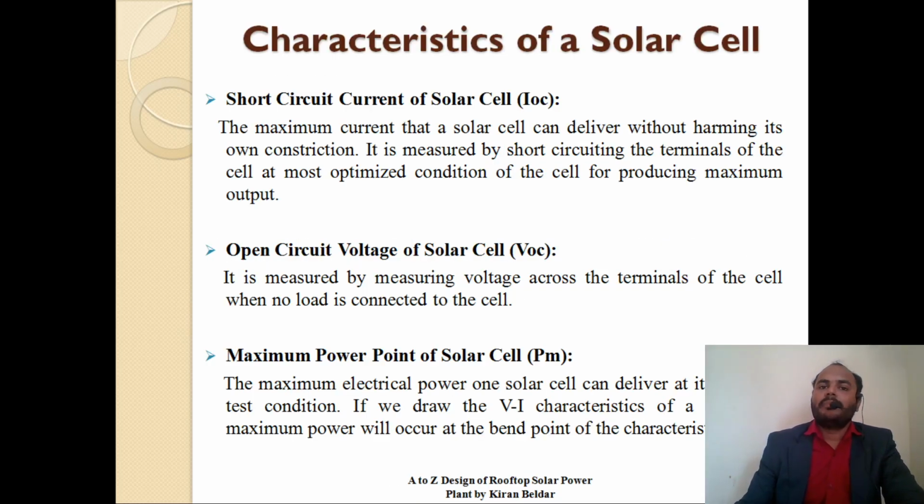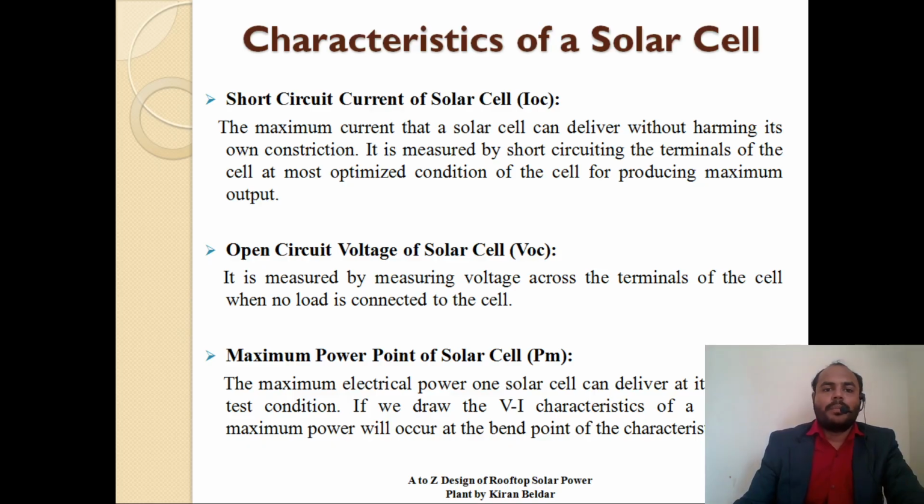Now we will see one by one the important points and the characteristics of solar cell. First, short circuit current of solar cell. The maximum current that a solar cell can deliver without harming its own construction. It is measured by short circuiting the terminals of the cell at the most optimized condition of the cell for producing maximum output. While choosing the solar panel for the construction of a solar power system, it is very important to consider the short circuit current of a solar cell or of a whole panel.